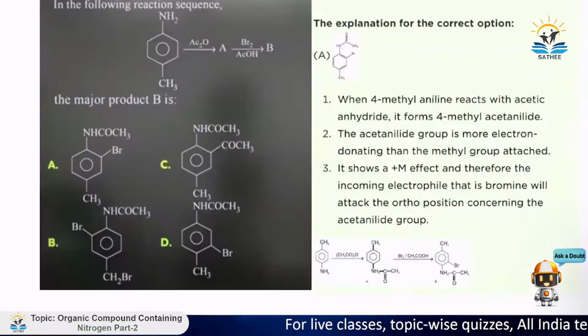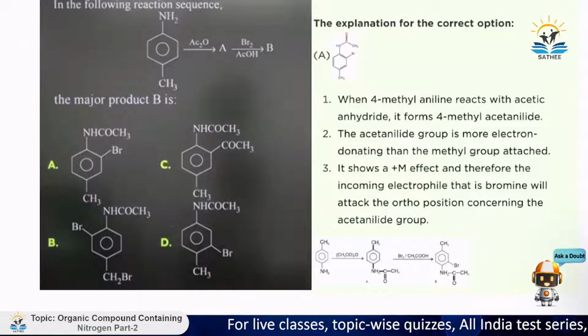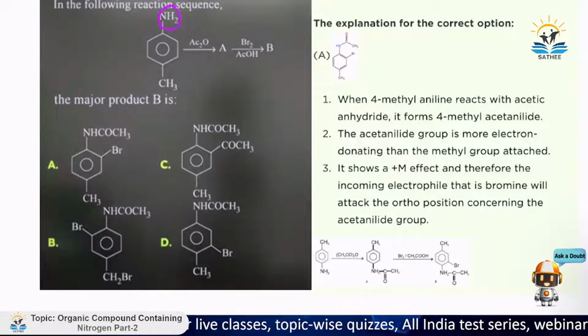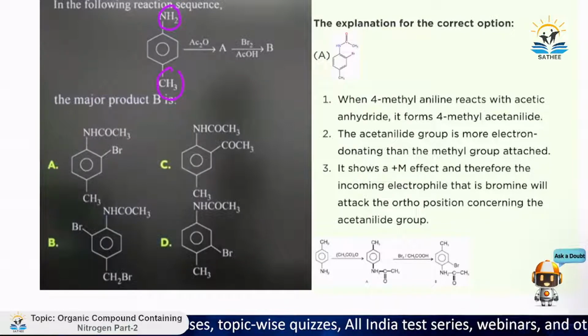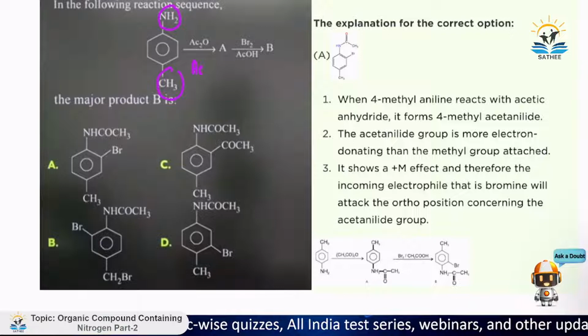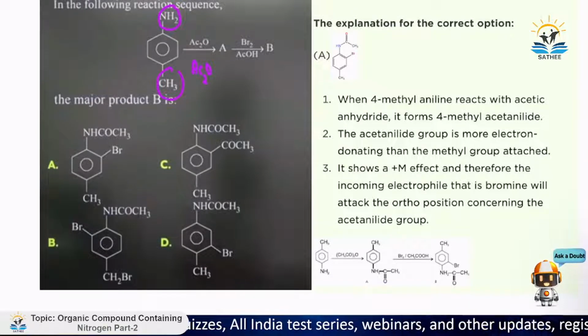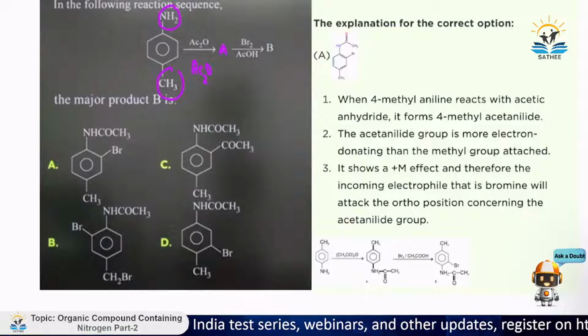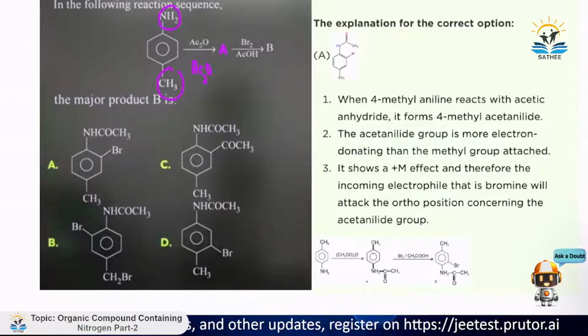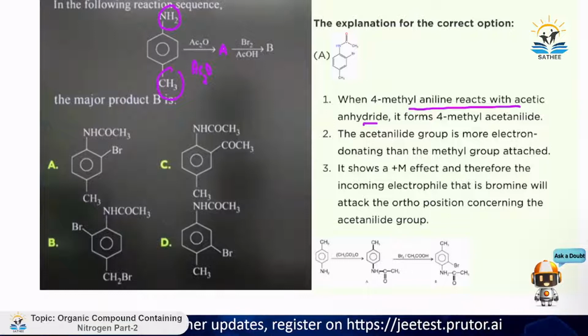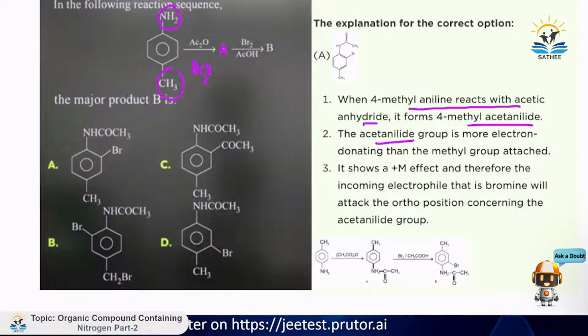Now we move further. In the following reaction sequence, we have this NH2 and we have CH3. I just told you that they will give Ac2O, that is acetic anhydride. So A will be formed, which will be acetanilide. Okay, acetanilide will be formed. Now what will happen? When 4-methyl aniline reacts with acetic anhydride, it will form acetanilide. Okay. Now this acetanilide group is more electron donating than the methyl group. Yes, it's more electron donating.